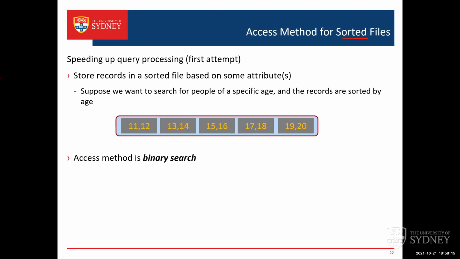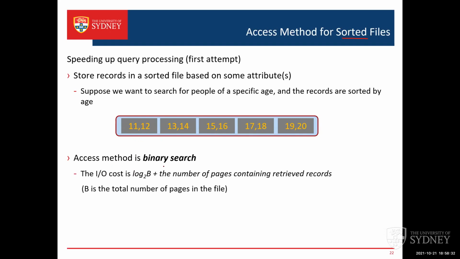So the same example we can think about in terms of a database, right? In a database, data is stored in a page. In a page, there could be multiple records. So that's what this is saying: 11, 12 means more than one record in each page. Okay. So if we are using binary search, then we know that IO cost will be log base 2 of B, where B is the number of pages that we have, plus, if we need to transfer any pages which contain the retrieved records as well, right?